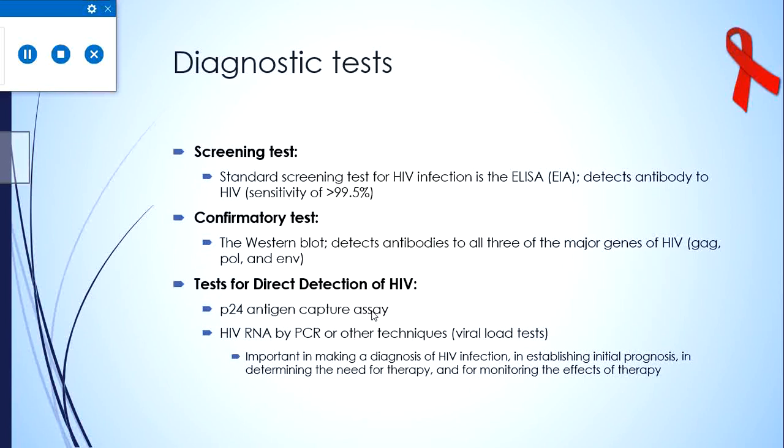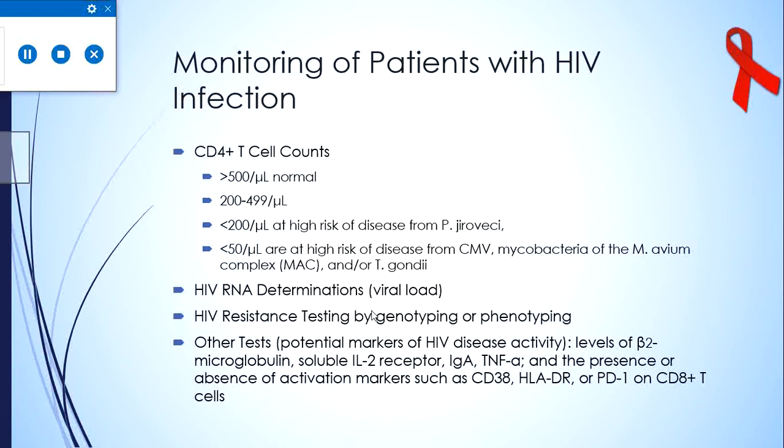This is important in not only making the diagnosis of HIV infection, but also in establishing initial prognosis, determining the need for therapy, and monitoring the effects of therapy by testing for viral load. Then some investigations are routinely required for monitoring the progress of the disease and effects of the treatment. Most important among them is the CD4 plus T helper cell count in the peripheral blood, which broadly reflects the underlying immune status of the patient.